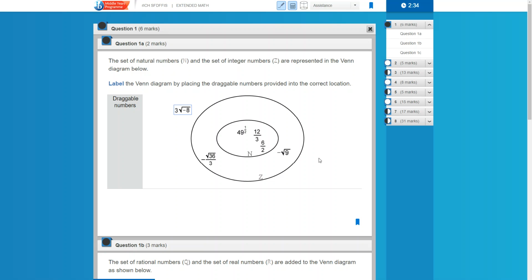Has everybody got it on their paper? So remember, you need to have 4 correct to get 2 marks. You need to have 2 correct to get 1 mark, okay?